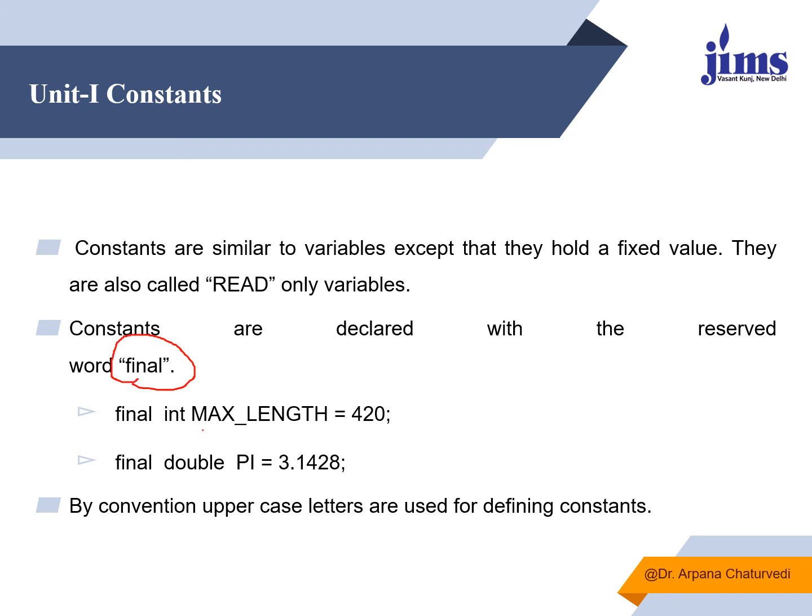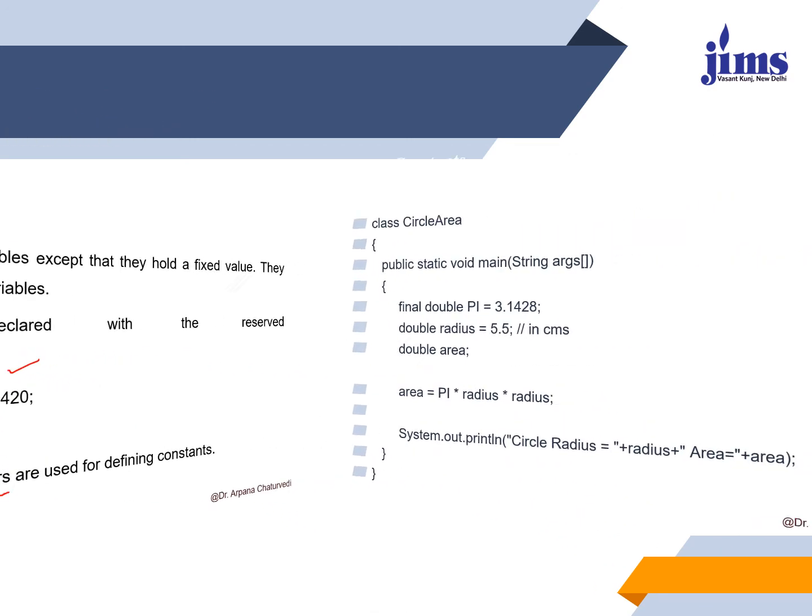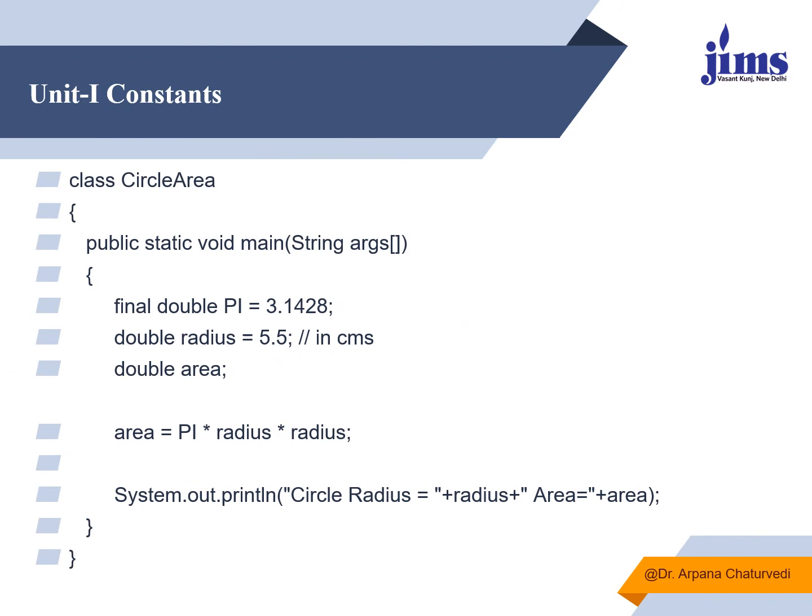Let's say I want to declare a variable max length and the value which I want to store is 420. Then how will I write? final int, then the name of the variable equals 420. Similarly in case of pi. And another thing which we have to take care of is that the constant should always be in upper case. So this is the example of constant.